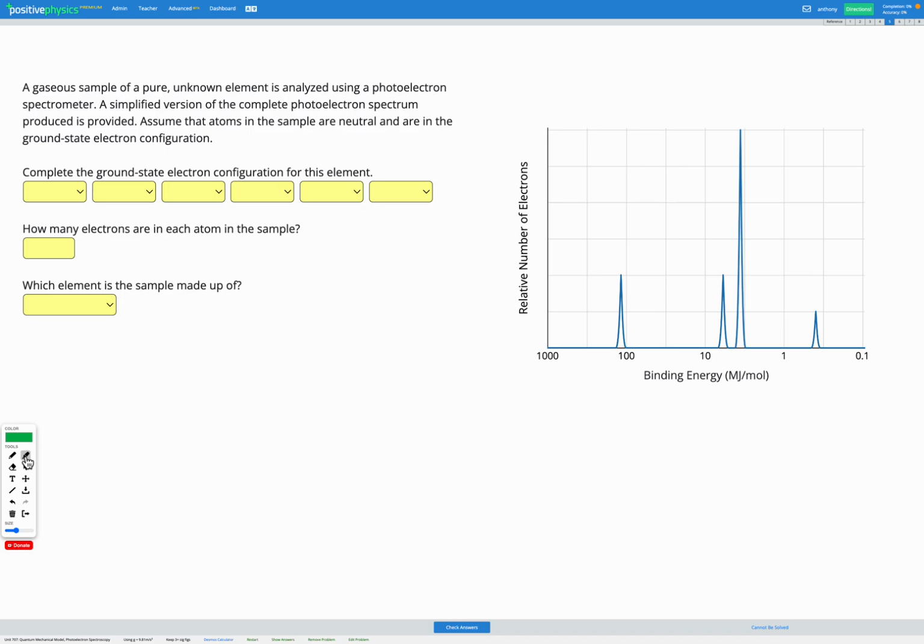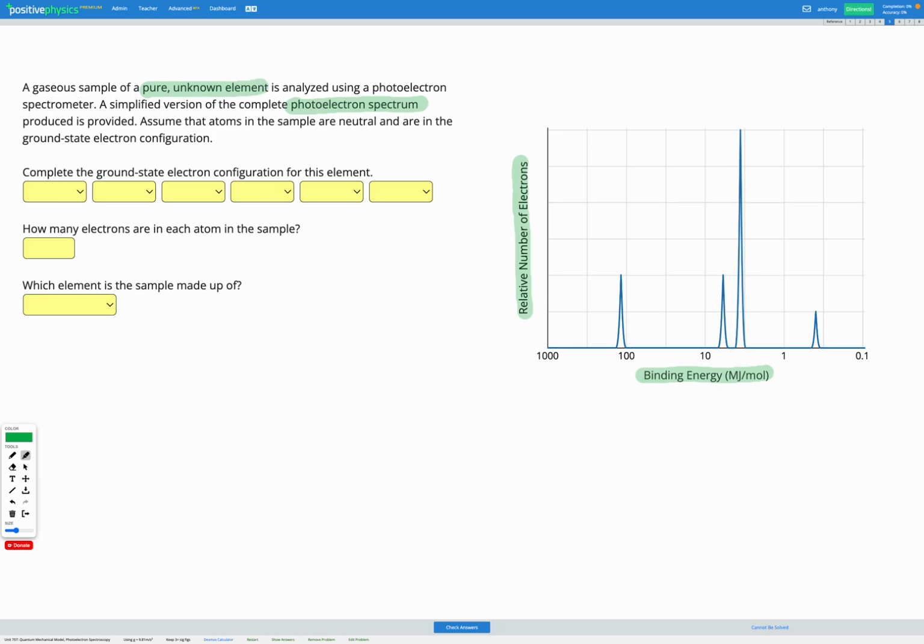In this question, we're provided with a graph, which is a photoelectron spectrum for a given element. What that means is, you can see on the x-axis we have binding energy, and on the y-axis we have the relative number of electrons. So in the photoelectron spectrometer machine, we have a sample of a pure unknown element.